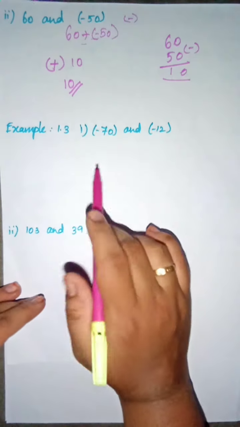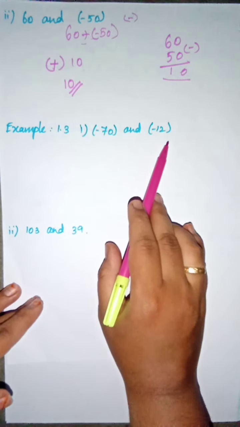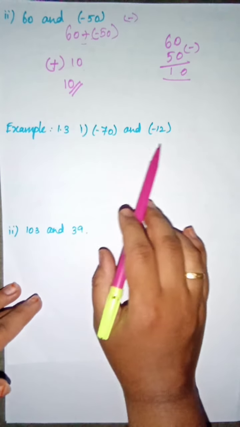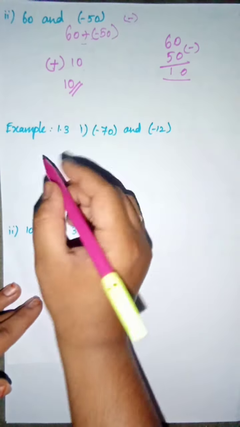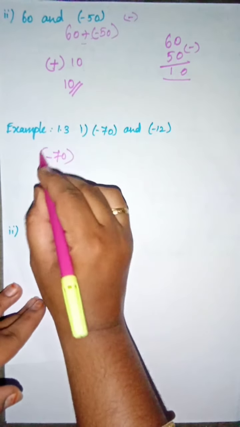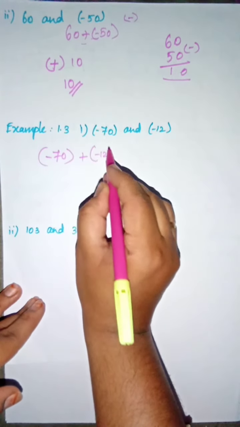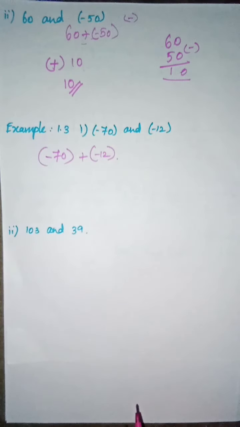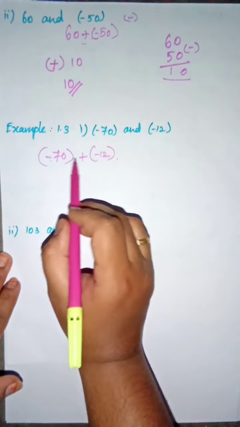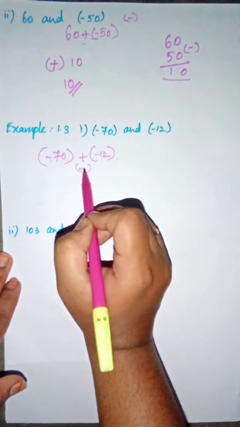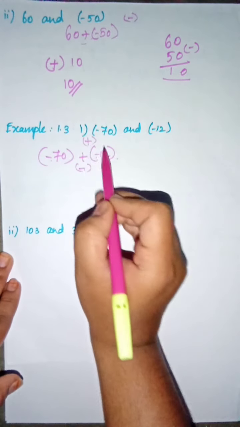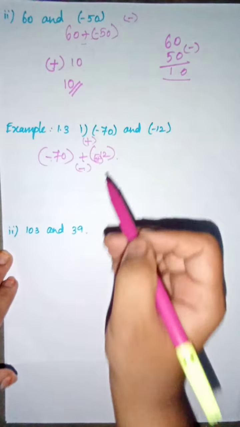The first sum is minus 70 and minus 12. So we have to write this in the normal form, that is minus 70 plus minus 12. While writing like this, what do we have to do? We have to see the symbol. Minus into plus is minus. Minus into minus is plus. Then here also it will change to plus.